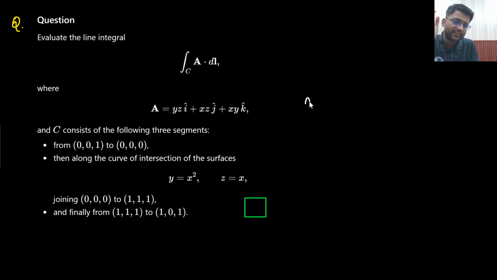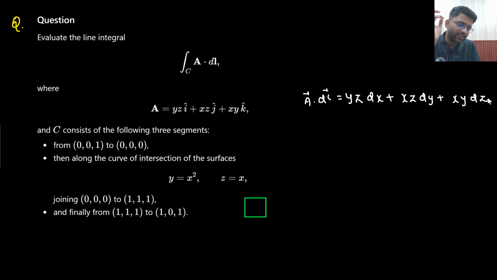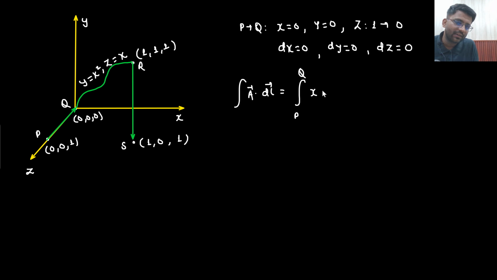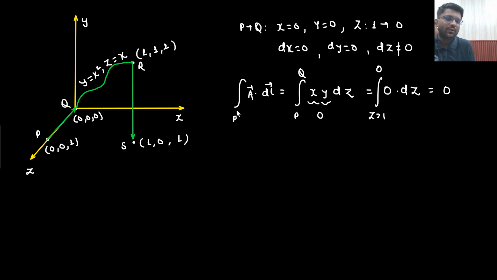You know that, sir, how A dot dl would look like. A dot dl will look somewhat like this: yz dx plus xz dy plus xy dz. So they will come out to be 0, only this term would be left: xy dz. Right? Sir, dz is non-zero. But sir, xy is 0. So this answer will come out to be 0 only. This has simply become 0 dot dz, z going from 1 to 0. So 0 dot dz would be 0 only. This is from P to Q.